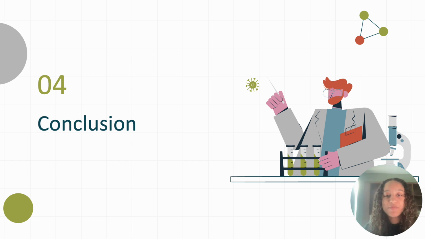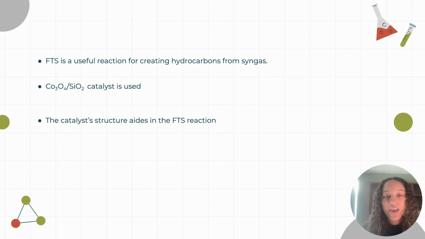Now the conclusion. FTS is a useful reaction for creating hydrocarbons from syngas. Co3O4 SiO2 catalyst is used. The catalyst structure aids in the FTS reaction, and we also know that the metal used for this catalyst dictates what type of products are formed.